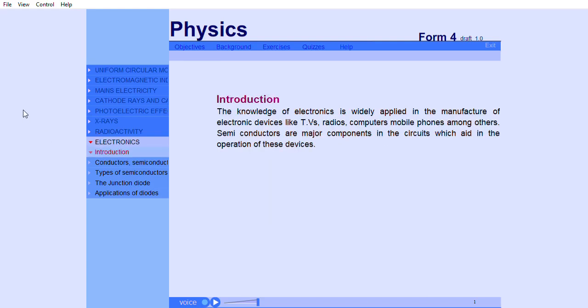Introduction. The knowledge of electronics is widely applied in the manufacture of electronic devices like TVs, radios, computers, mobile phones, among others. Semiconductors are major components in the circuits which aid in the operation of these devices.